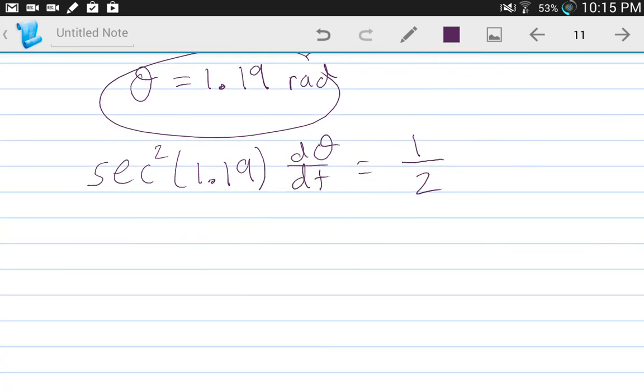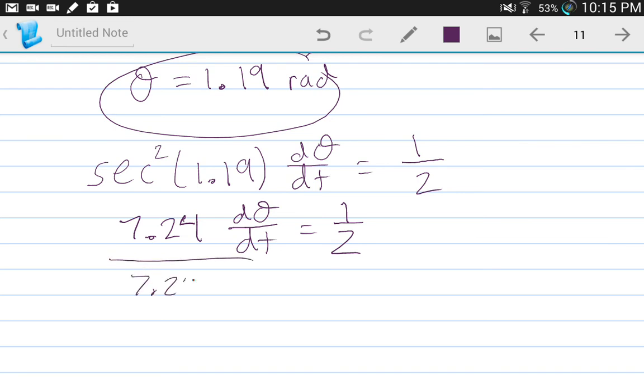And when we do secant squared, if you're typing that into a calculator, make sure you type in secant of 1.19 and then close your parentheses and then put the squared. And you'll get about 7.24 d theta over dt equals 1/2. And then we'll divide both sides by 7.24.